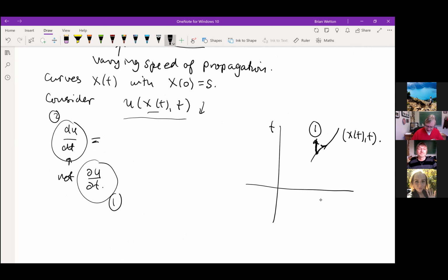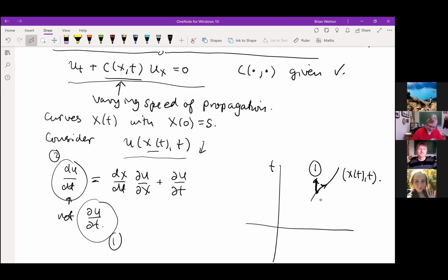Now I have to take some derivatives here. That is dx by dt times du dx plus du by dt. And if I compare to this, I see that there is an interesting curve to look at. That's the one that's moving with speed c of x of t.